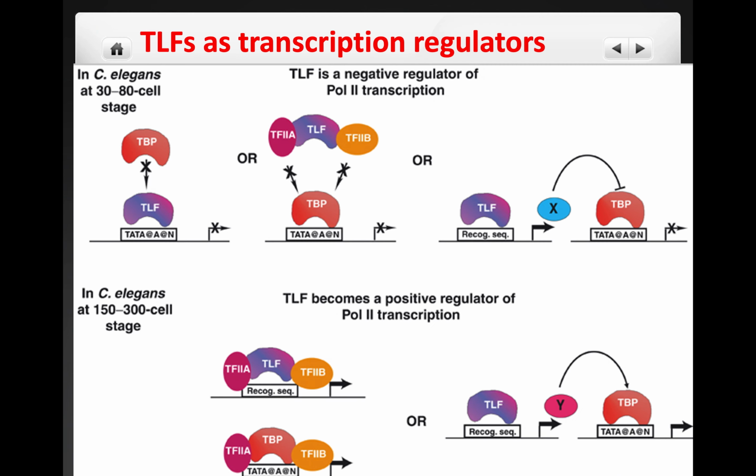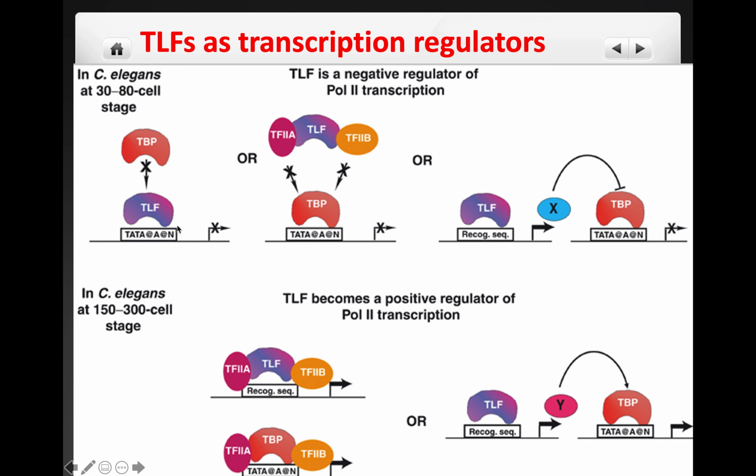TLFs are thought to play a role in transcription regulation as well, but not to replace the TBP. So this is how TLF works as a transcription regulator. I'm taking an example of C. elegans, which is actually the simplest to explain. Usually you require TBP, but if TBP is not there, in C. elegans, and again, it doesn't happen to all eukaryotes, if TBP is not available, TLF could be used to recognize the TATA box.